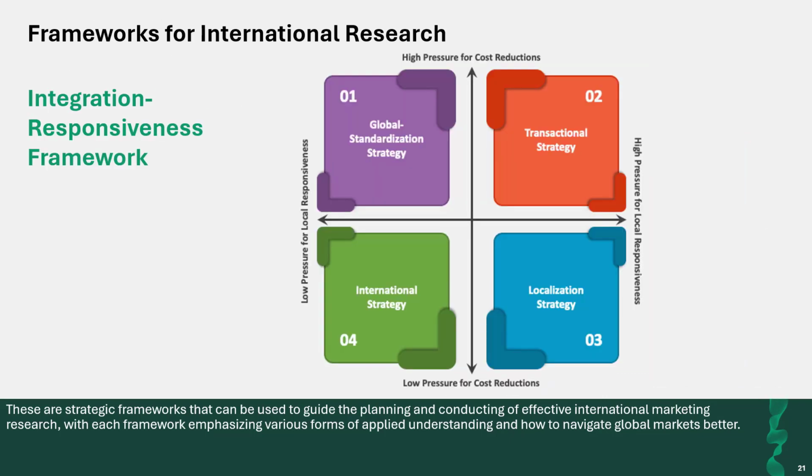The integration responsiveness, IR, framework is a way to describe how companies that operate globally balance the need to be responsive to local demand while also taking advantage of the advantages of being present in many countries. The framework was developed by C.K. Prahalad at the University of Michigan and Yves Doz at INSEAD in France in 1987 and has been used extensively in international business literature to represent the diverse and often conflicting environmental pressures confronting firms as they expand worldwide.